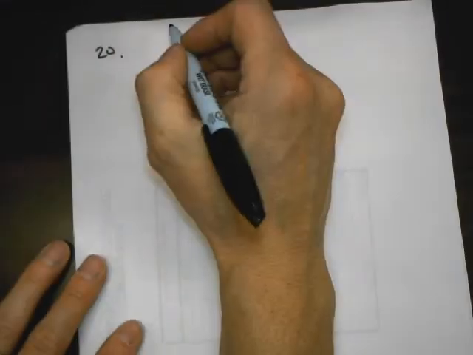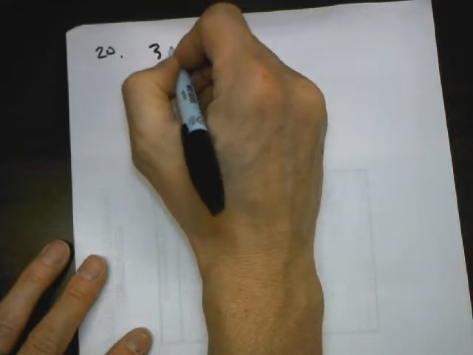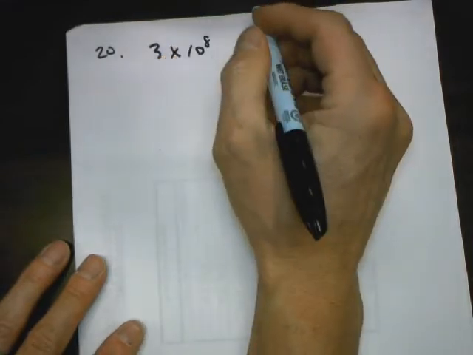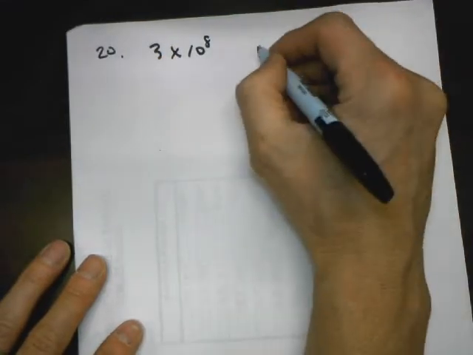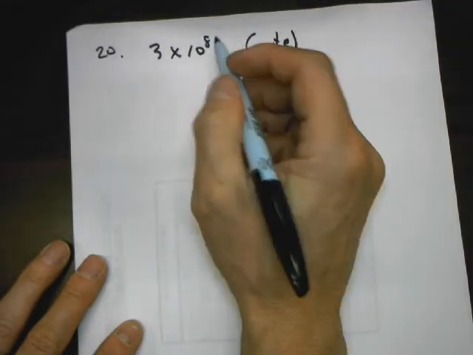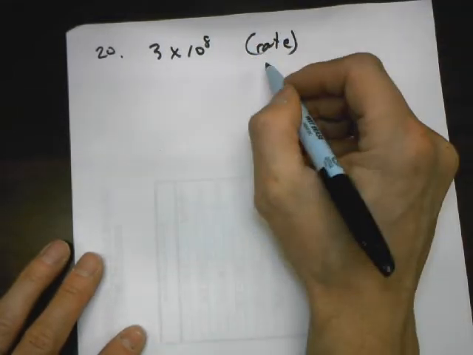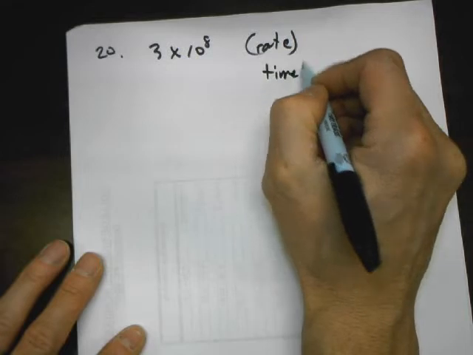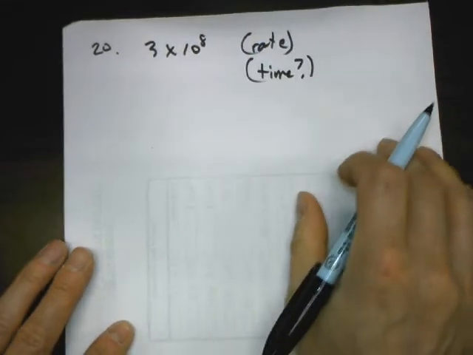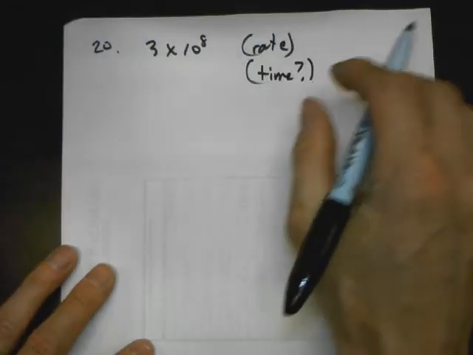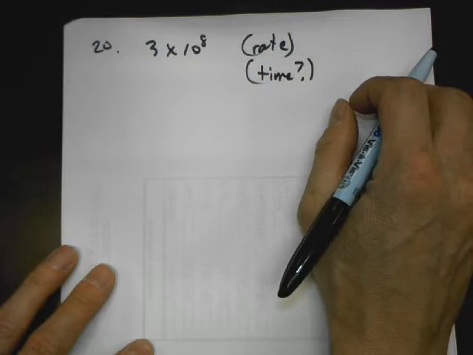A radio signal travels at a rate, they give us a rate, 3 times 10 to the 8th, and they call it 3.00, but that's just 3. They tell us it's a rate, okay? They say, how many seconds will it take? How many seconds? That means they're asking us to find time. I want you guys to do the same thing on your test. Write down what you have, write down what they're asking you to find.